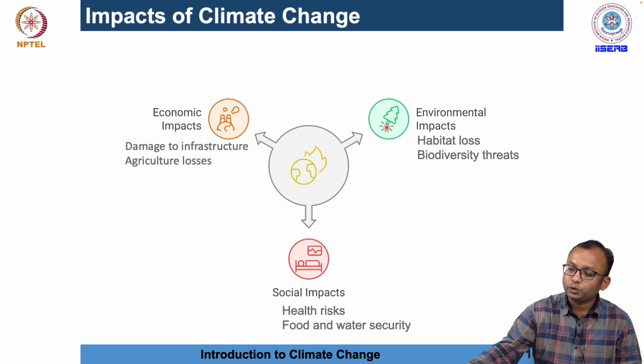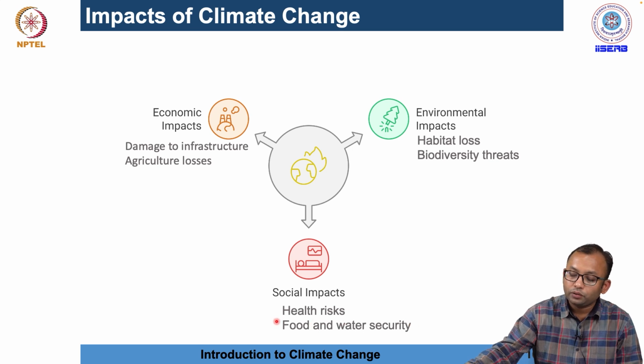It also has environmental impacts. When there is a change in temperature, for example more frequent heat waves, that is responsible for loss of habitat or biodiversity in different regions. That is the environmental impact caused by climate change. It also has social impacts. For example, it can affect the health risk of a larger population in a certain region. If you talk about more occurrences of floods, that can lead to more waterborne diseases, which is a health risk in different regions as well.